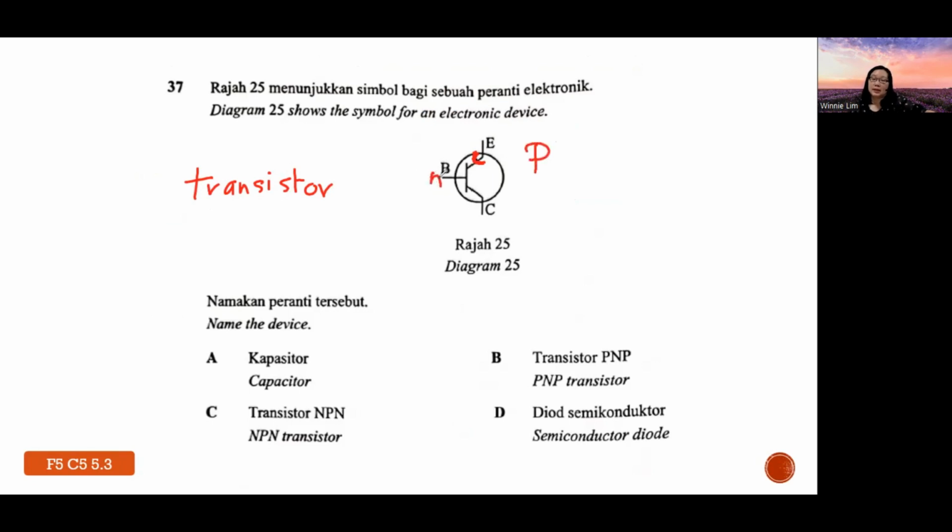And generally the base layer will be different from the other 2 side layers. So this is actually PNP. So that's why the answer is B. Now if it is NPN, that means the arrowhead has to point the other way around, upward.